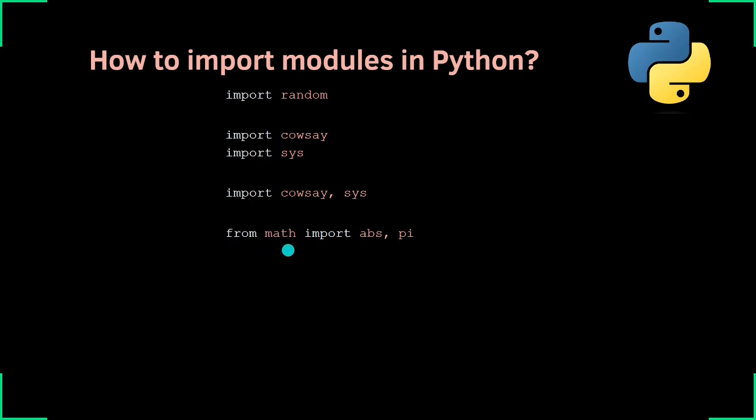So when you do this, math would not be defined, but the function abs and the variable pi would be defined in your namespace. Namespace generally means the working space of the file that you currently have open. There's another variation using the asterisk wildcard. This imports all the names that the module defines, except those beginning with an underscore.